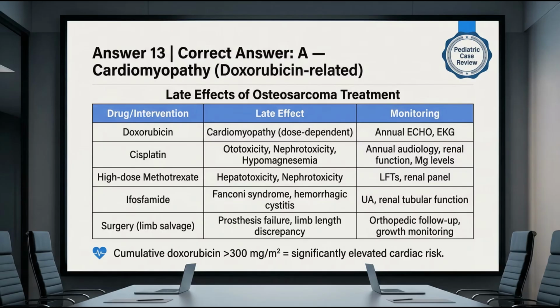The other drugs in the MAP protocol also carry specific late effects. Cisplatin is associated with ototoxicity, nephrotoxicity, and hypomagnesemia, requiring annual audiology, renal function, and magnesium level monitoring. High-dose methotrexate can cause hepatotoxicity and nephrotoxicity, monitored with liver function tests and renal panels. Ifosfamide, used in poor responders, causes Fanconi syndrome and hemorrhagic cystitis. Limb salvage surgery carries its own long-term risks, including prosthesis failure and limb length discrepancy, requiring orthopedic follow-up and growth monitoring.